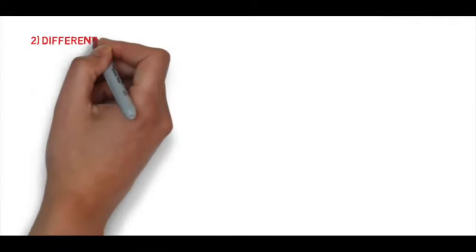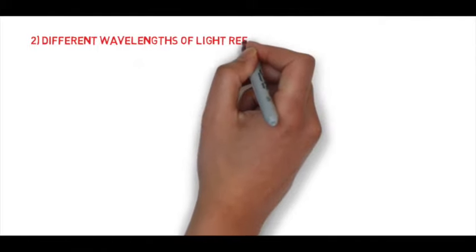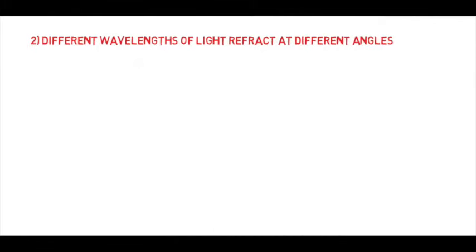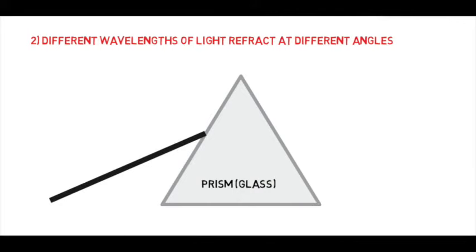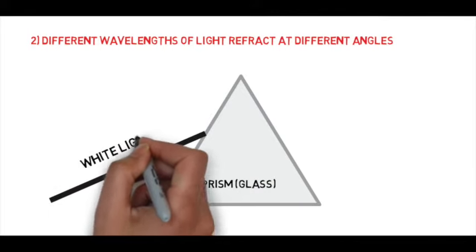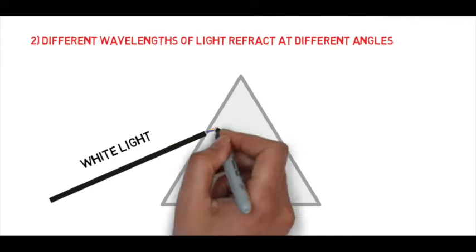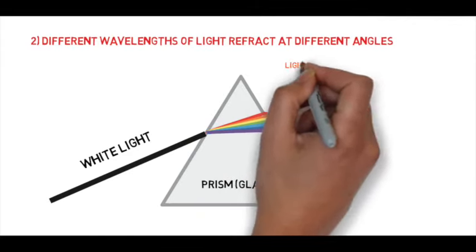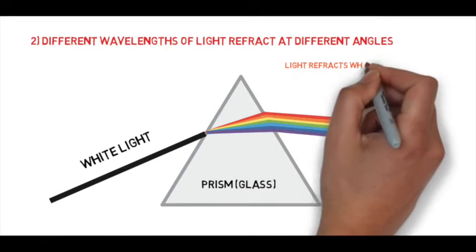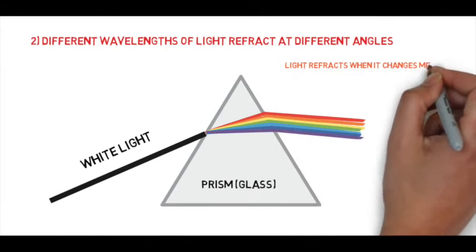Different wavelengths of light refract at different angles. For this, let us say a white light falls on a prism which is made up of glass. When the white light falls on the base of the prism, the white light refracts and splits into 7 colors. When these light rays are moving out of the prism, they refract again.